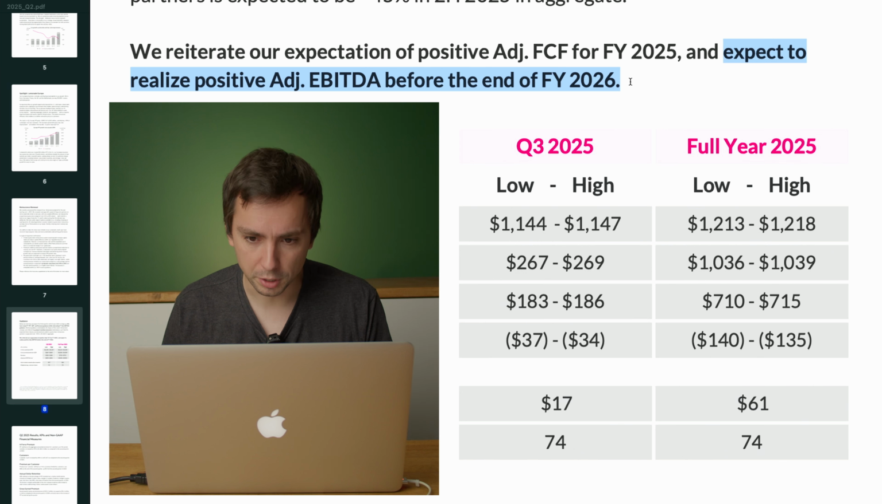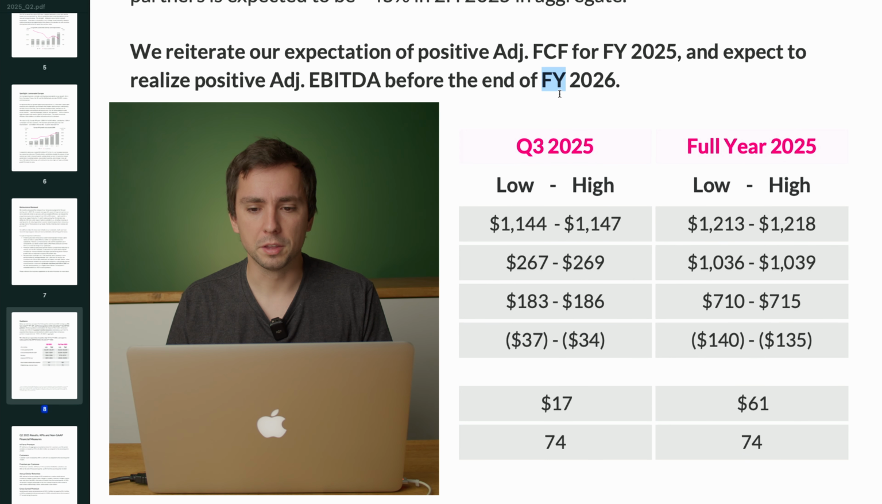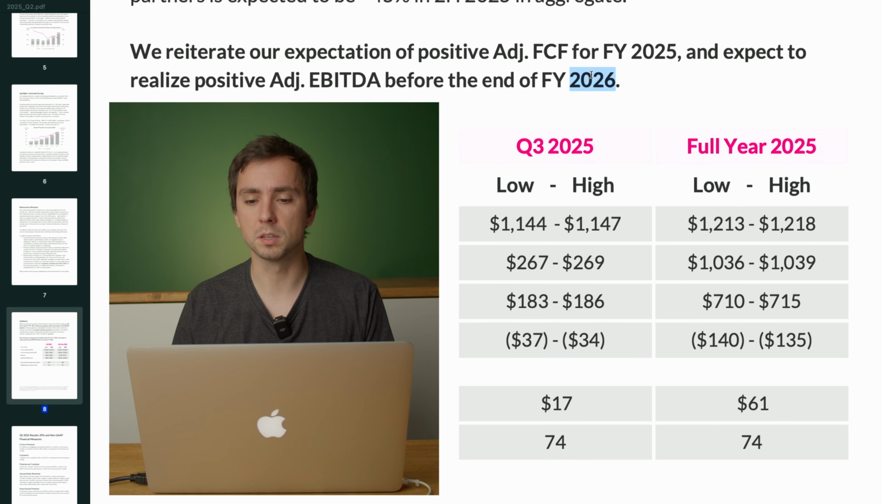Yes, but these 2 letters here, these stand out to me. Why would they include these 2 letters, FY? Well, it stands for full year. Now, let's just pretend these letters aren't there, right? Then they would say, okay, we expect to realize positive adjusted EBITDA before the end of 2026.